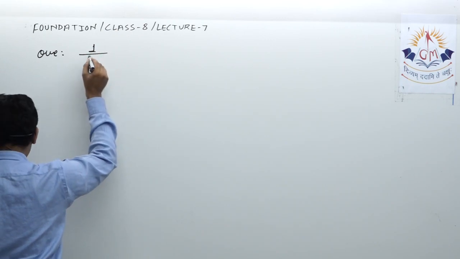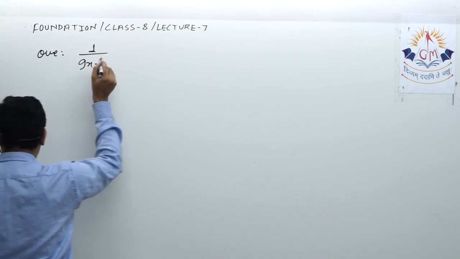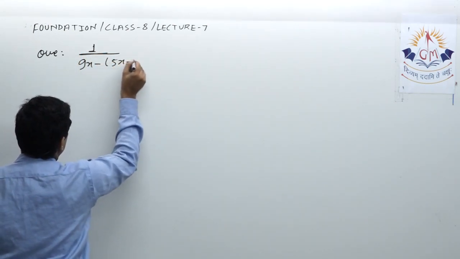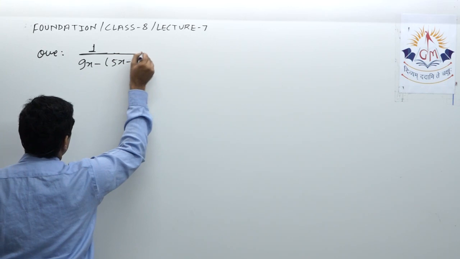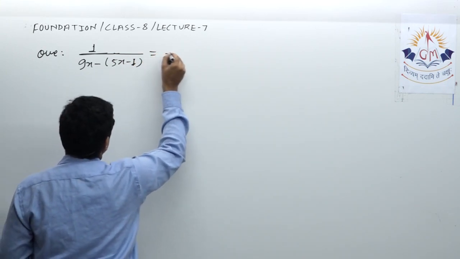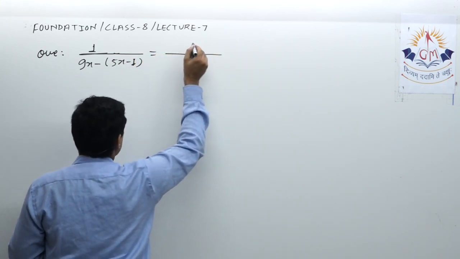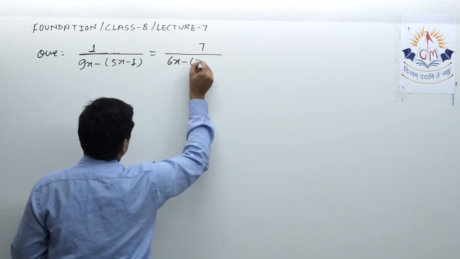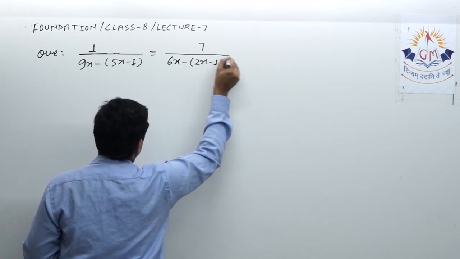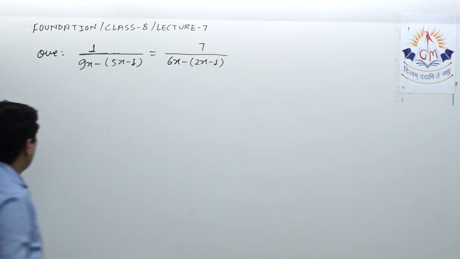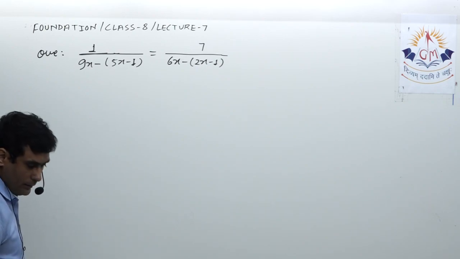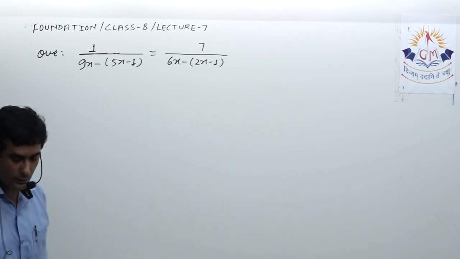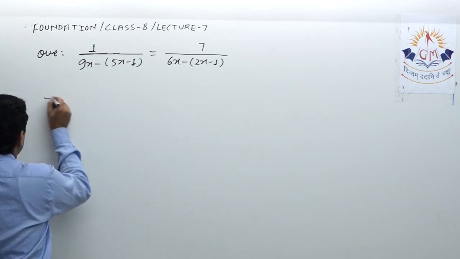1 upon 9x minus (5x minus 1) is equal to 7 upon 6x minus (2x minus 1). Okay, 1 upon 9x minus (5x minus 1) is equal to 7 upon 6x minus (2x minus 1). So let us see how to solve this.